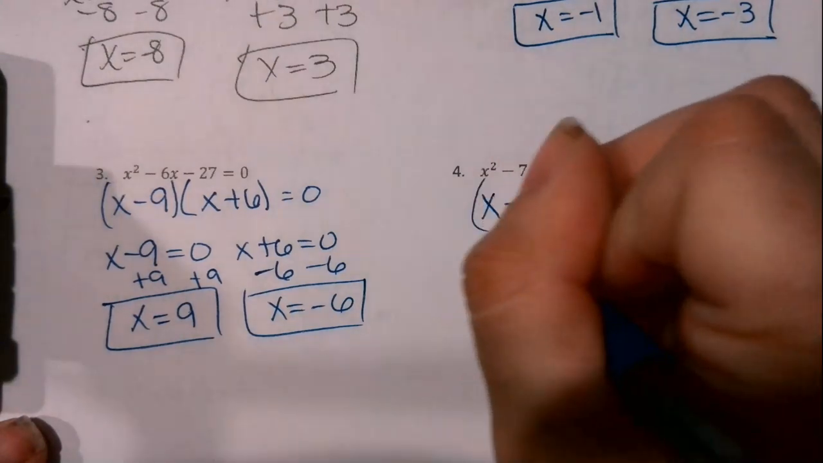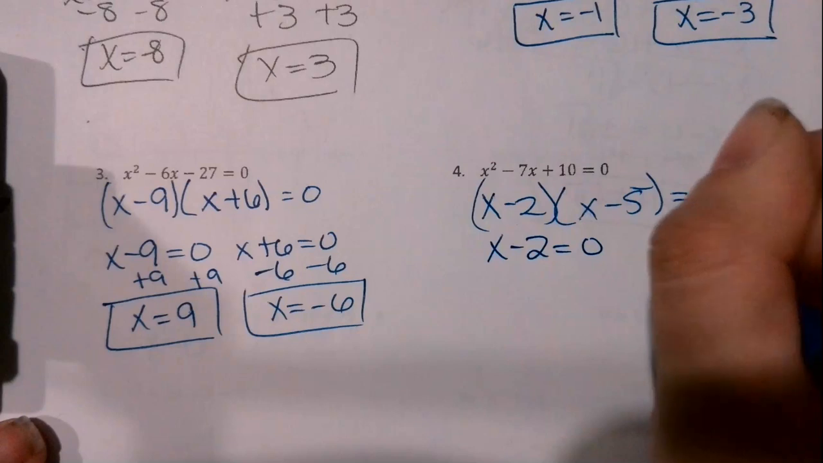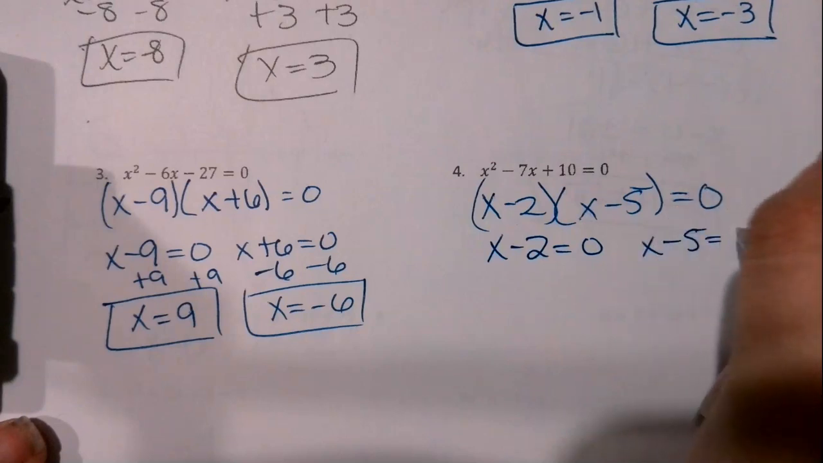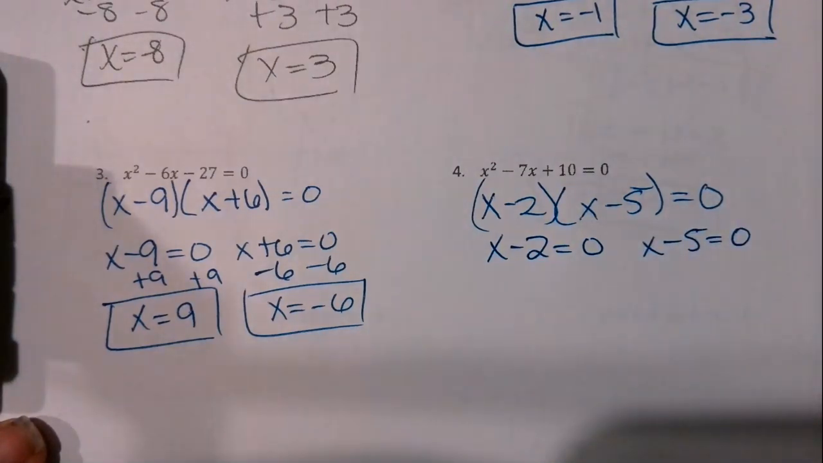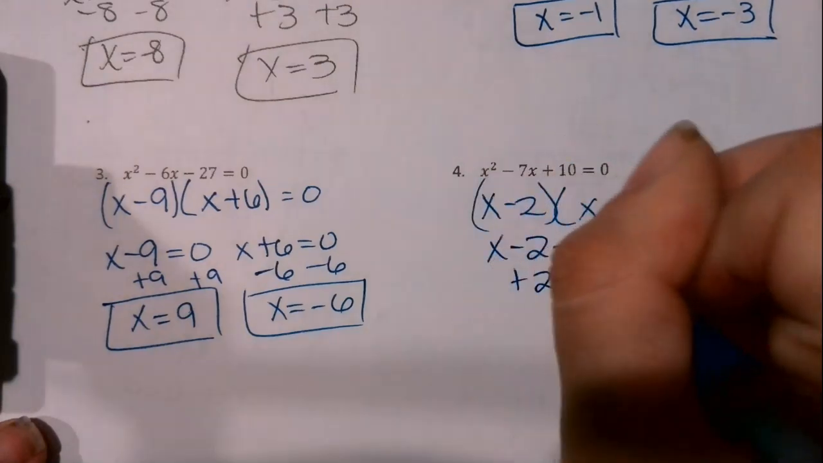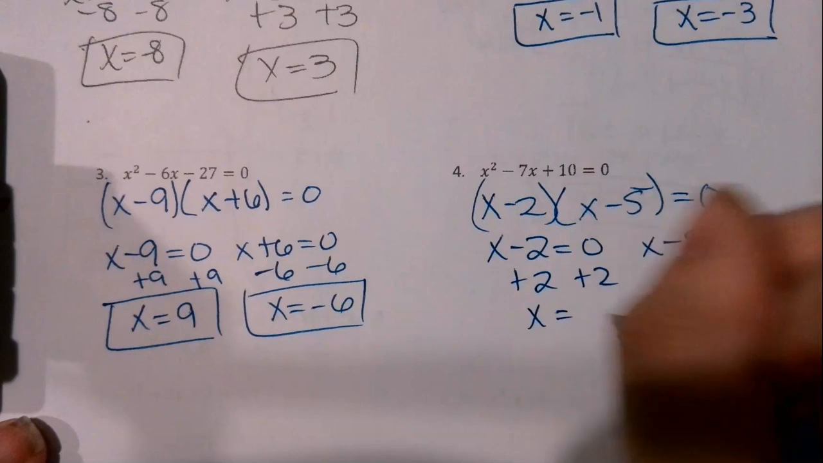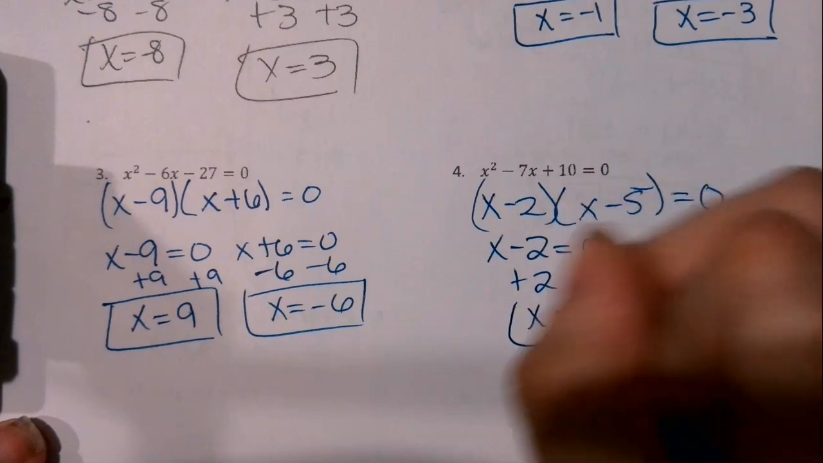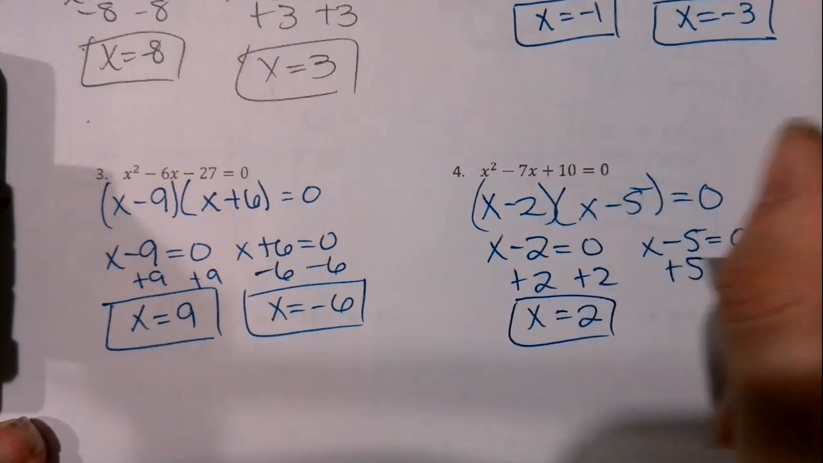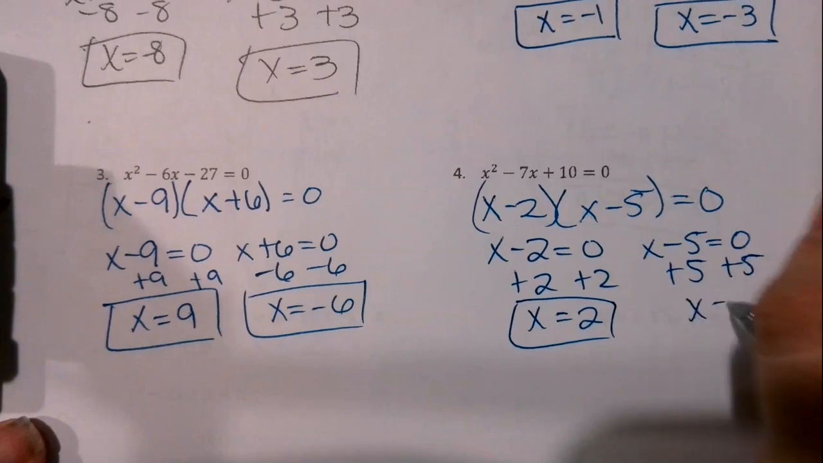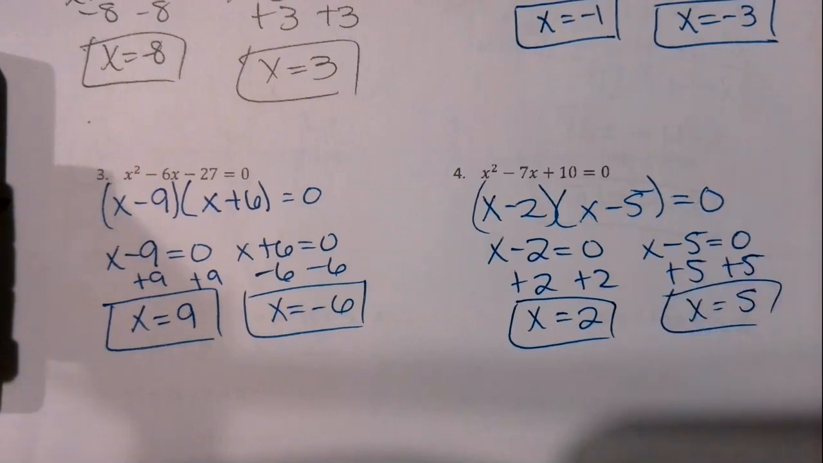Okay, then I split it up. I want to add 2 to both sides. I get x equals 2. I add 5 to both sides. And I get x equals 5.